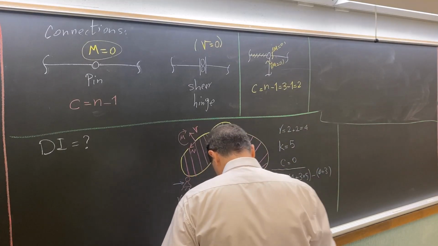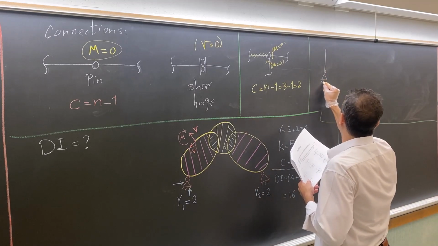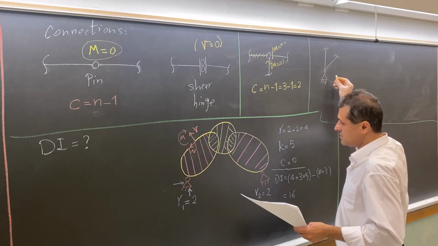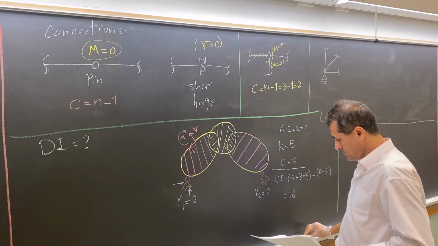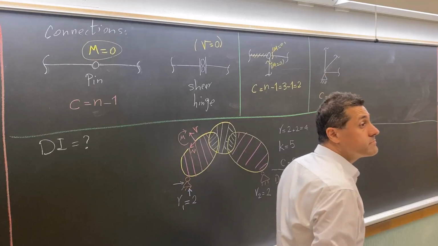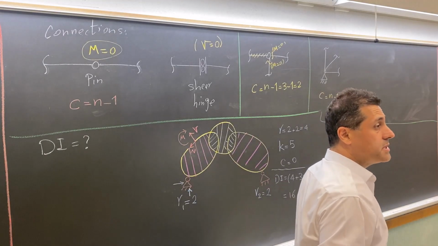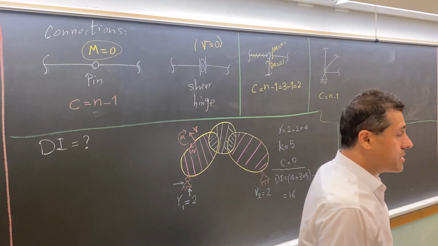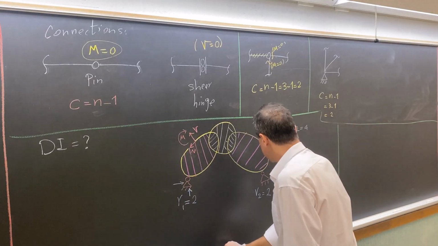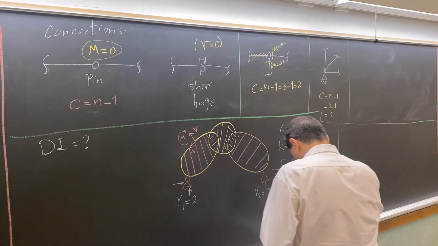Next example is this one. We have a pin support and 3 elements are connected. How much is C? The same formula. How many elements are connected to the pin? 3, yes? So the answer is 2. Right? This is how we find the number of condition equations.